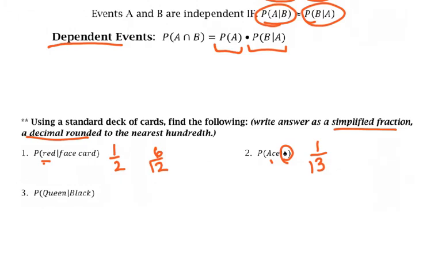The probability of a queen card, given that it's a black card. So if I say this card I'm holding is black, what's the probability that it's a queen? So there are 2 black queens, and there are 26 black cards. So 2 out of the 26. And so that's 1/13.